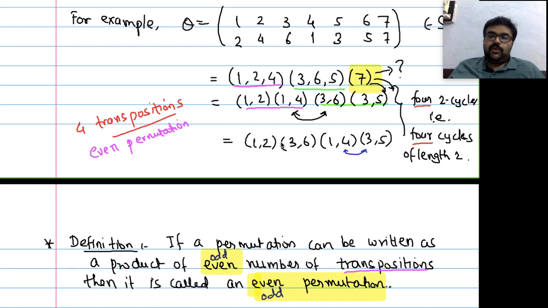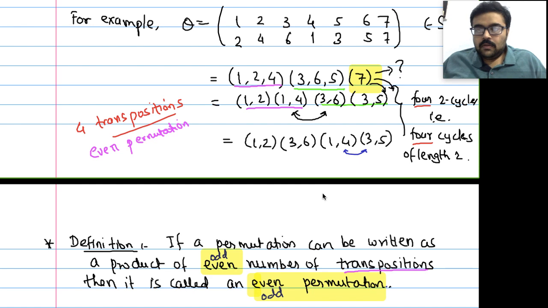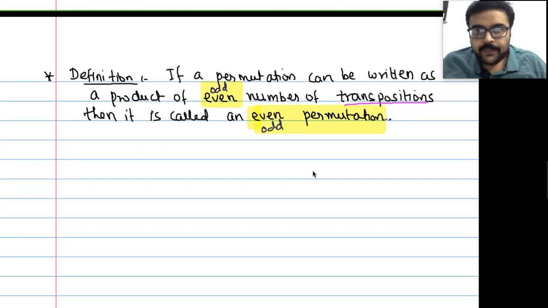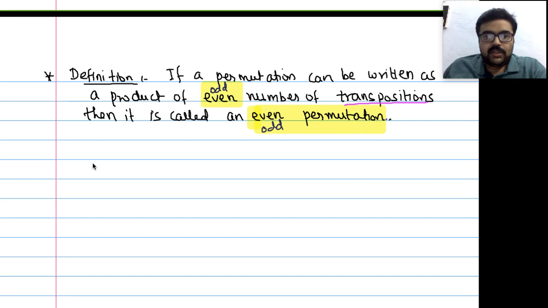So this is what we are going to prove, that if it is an even number in one representation, it is always going to be an even number in the other representation also. So for that we introduce a polynomial in n variables. So this is the polynomial.